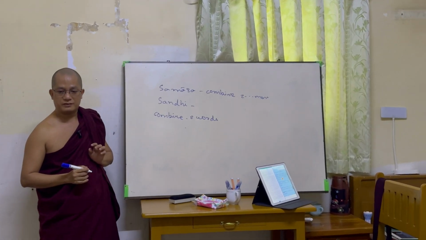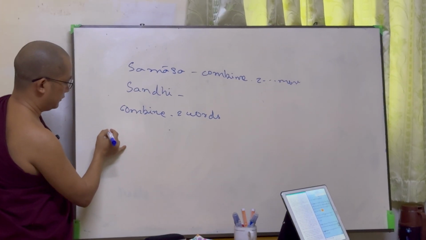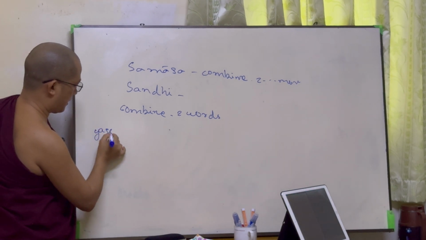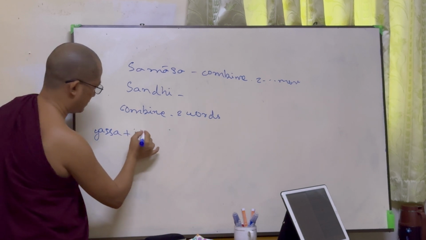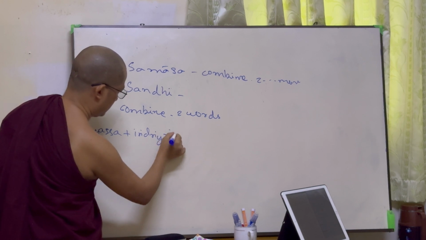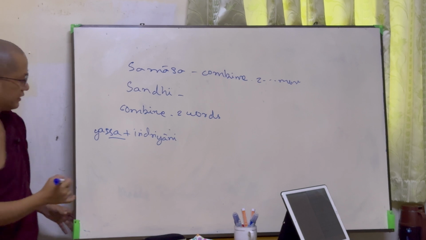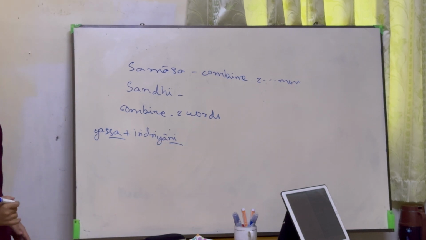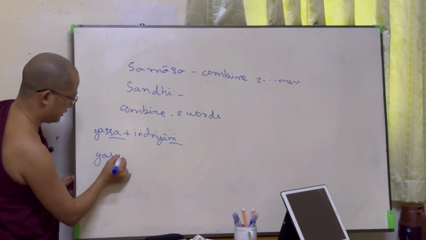The combination method is a little different. When the Sandhi combines, it is like Yes plus Indriyani. Here, Yes, sa is the case ending, and here Indriyani, ni is also a case ending. When they combine, the case ending does elide.